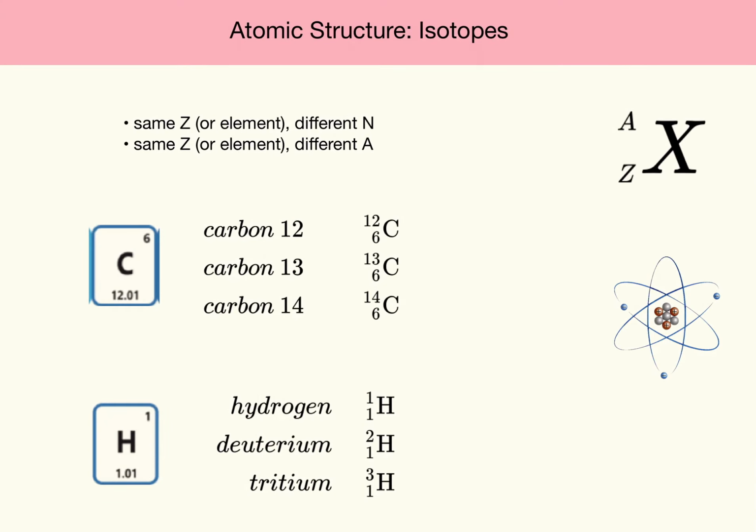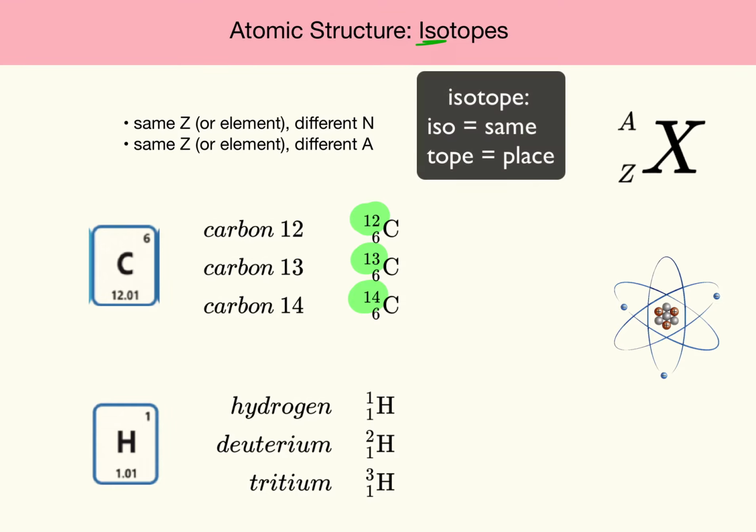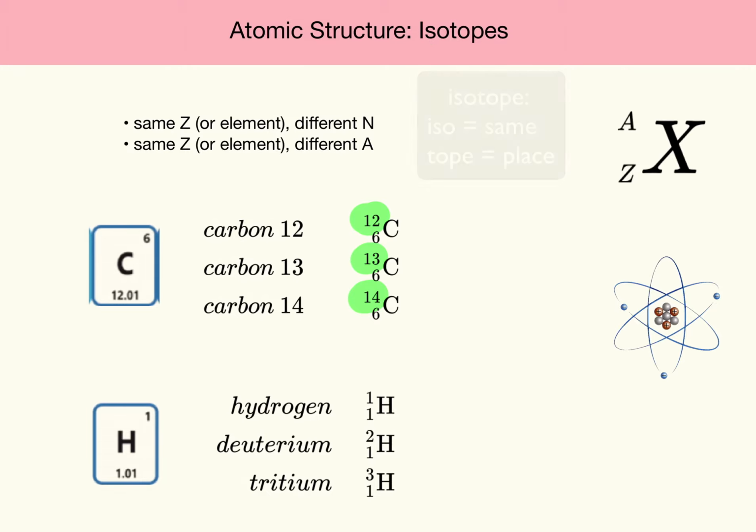Each element comes in 2 or more flavors. For example, there's carbon 12, there's carbon 13, and there's carbon 14. Each of these types of elements is called an isotope. So, there are 3 isotopes of carbon.